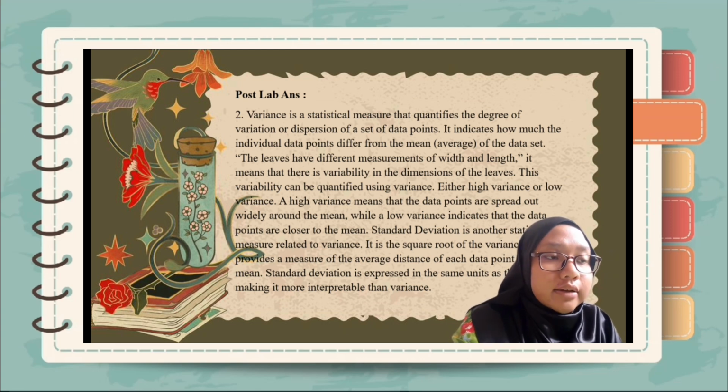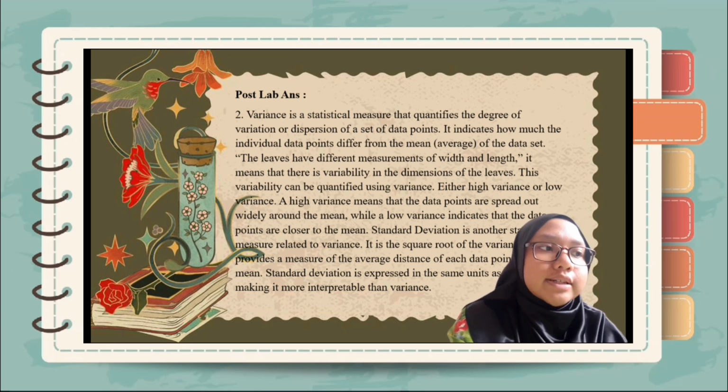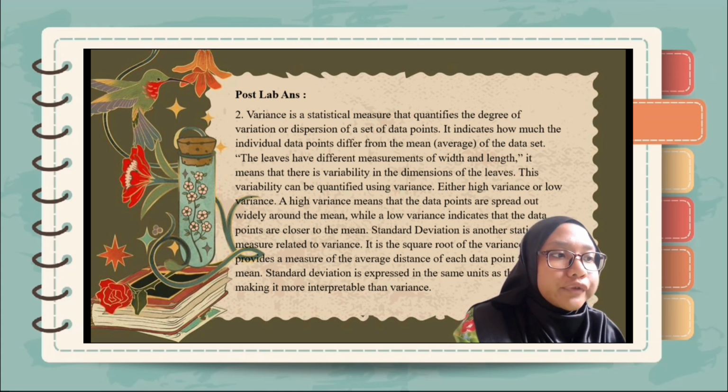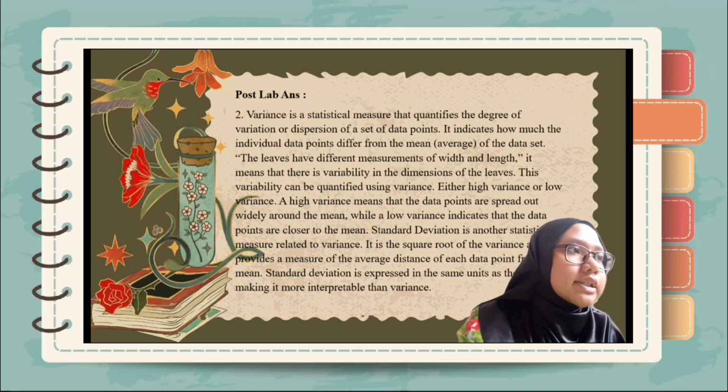Standard deviation is another statistical measure related to variance. It is the square root of the variance and provides a measure of the average distance of each data point from the mean. Standard deviation is expressed in the same units as the data, making it more interpretable than variance.